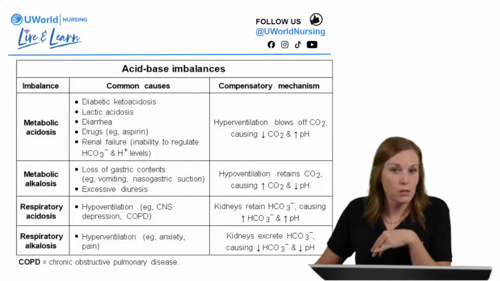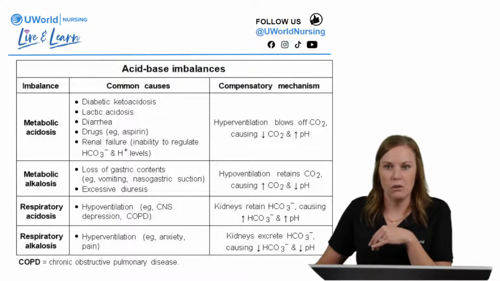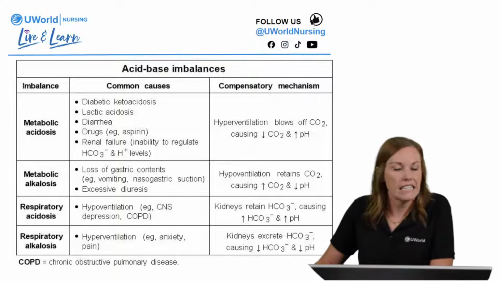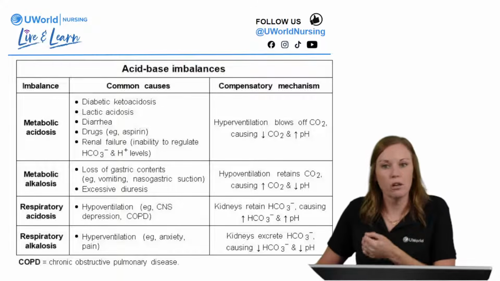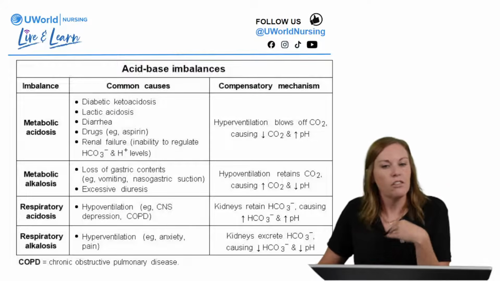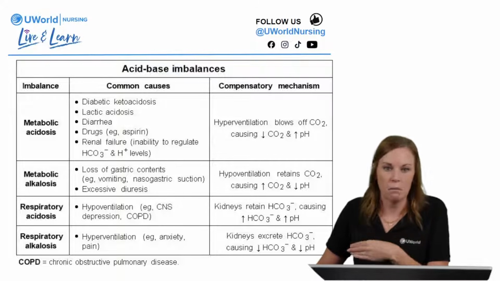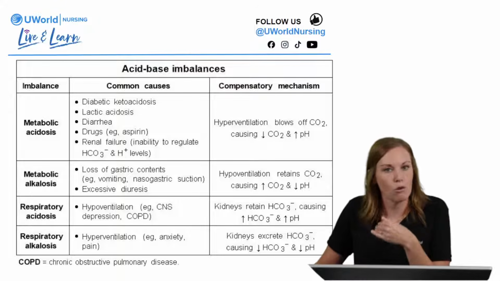Okay, so now with respiratory alkalosis, we know we have low levels of CO2, so we need to increase the amount of acid in our system to help lower our pH. So our kidneys are going to reabsorb hydrogen to send acidic hydrogen back into the blood, and they're going to reduce the amount of bicarb that's being produced. So again, this is going to bring our pH back down to normal.